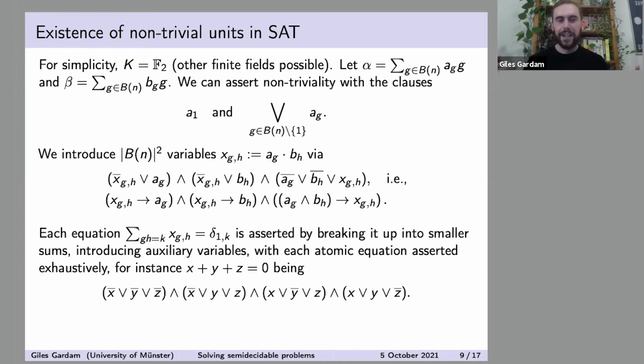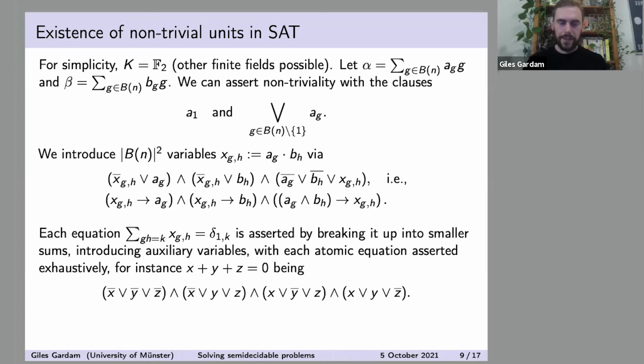So x, y, z equals 1, 1, 1 is not a solution of this equation. And the way I ban that solution is to say not x or not y or not z, this first clause. So for each of the 4 possibilities of bad choices of x, y, and z, I add a clause which excludes exactly that possibility. And that's it. Now we've encoded the existence of non-trivial units, at least over F2, into SAT.